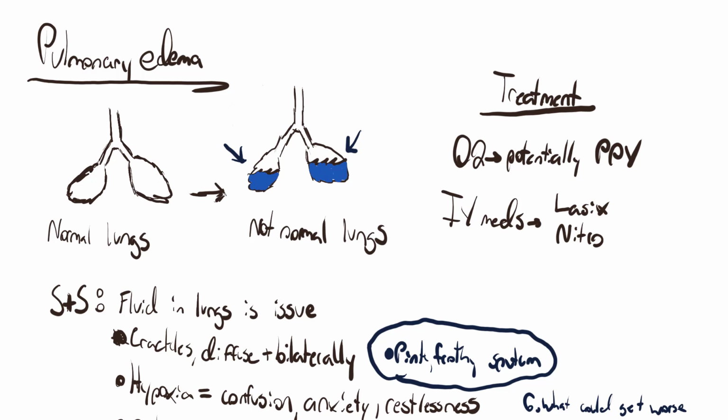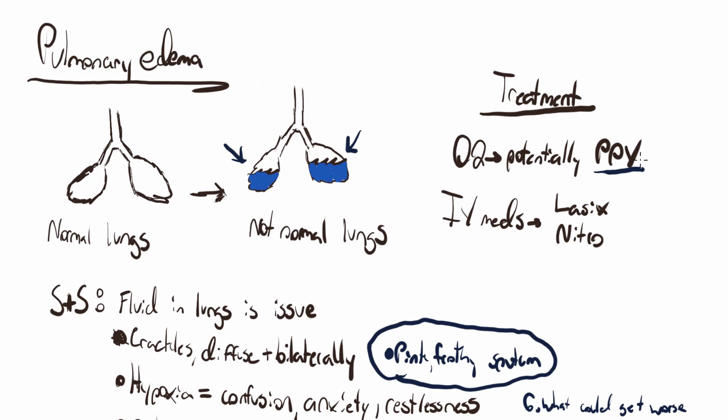But in really bad cases, they need something called positive pressure ventilation in the form of usually BiPAP or CPAP, usually BiPAP in really bad cases. These patients are going to come in hypertensive, hypoxic, tachypneic, and tachycardic. Okay? And why? Because their lungs are full of fluid.